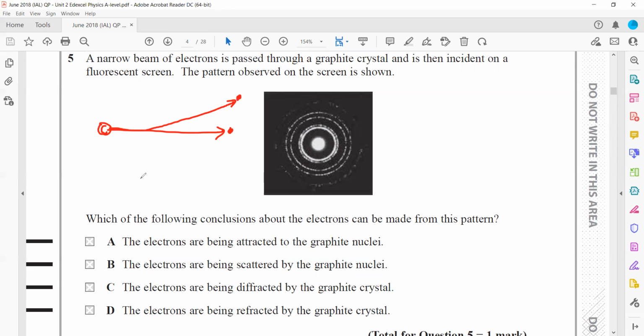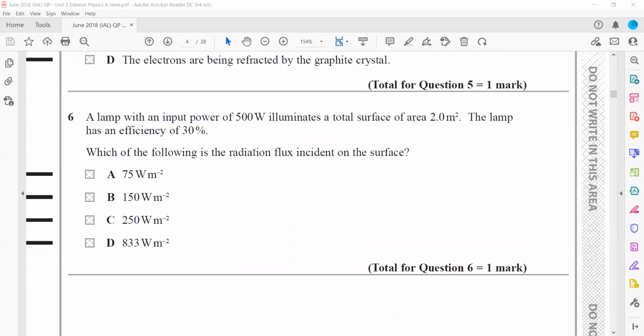Which of the following conclusions about electrons can be made from this? Electrons are being attracted, no, or scattered. The electrons are being diffracted by the graphite crystal, or we can also say the electron is behaving like a wave. This confirms the wave particle duality, that a particle can be a wave and a wave can be a particle.